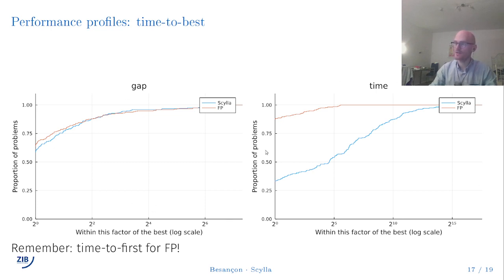In terms of time, again, this is not really comparable here because Scylla will be running basically until it times out, while the feasibility pump will be running until it finds the first solution. So the key thing is, if we run in time to best, we have, in some cases, better solutions.